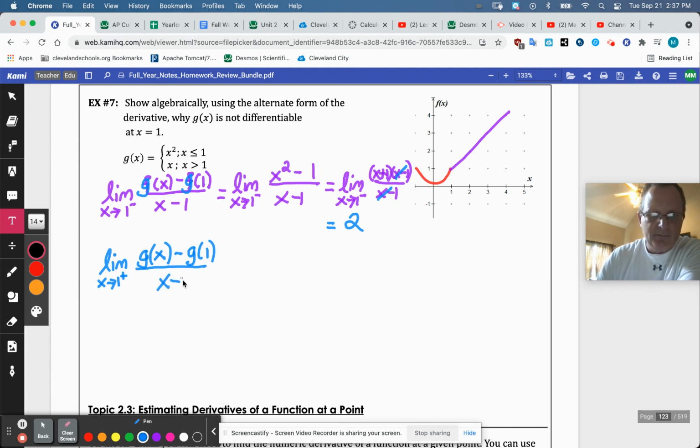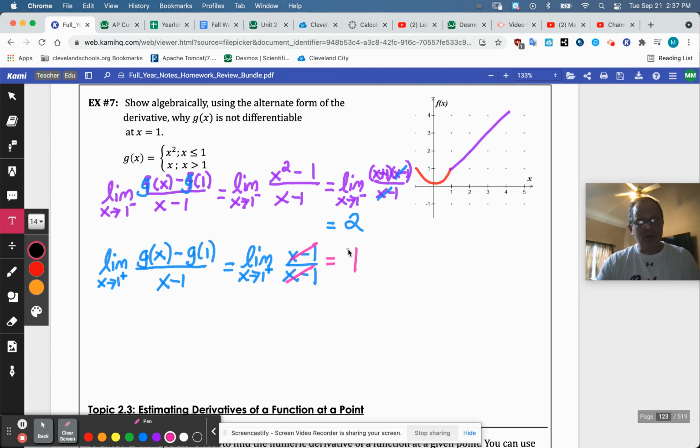over x minus 1. So this is the limit as x approaches 1 from the right, and g of x is x, and this is x minus 1, and so is the bottom. They cancel out completely, and that's just 1 over 1, also known as 1. So since those two are not equal to each other, since 2 is not equal to 1, we have a cusp here. And though the pieces hit each other at the right spot, we get 1 for both of those, so it is continuous but not differentiable.